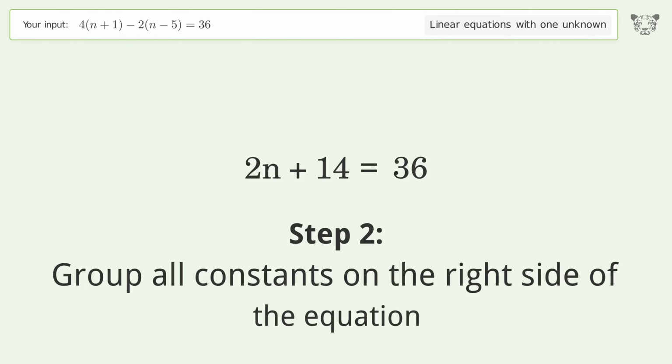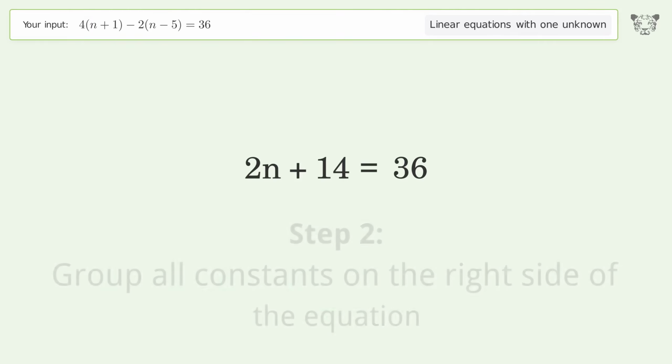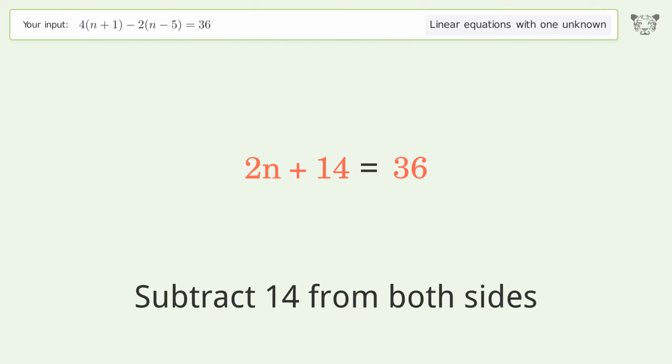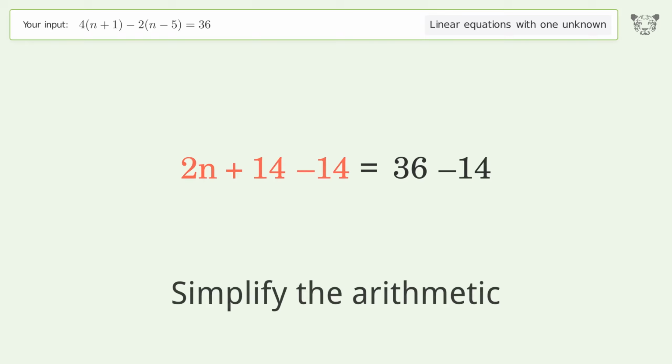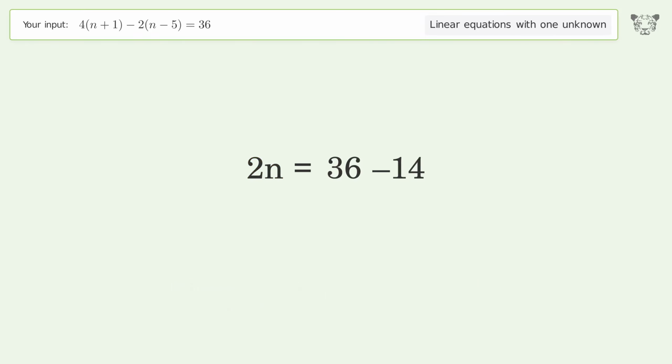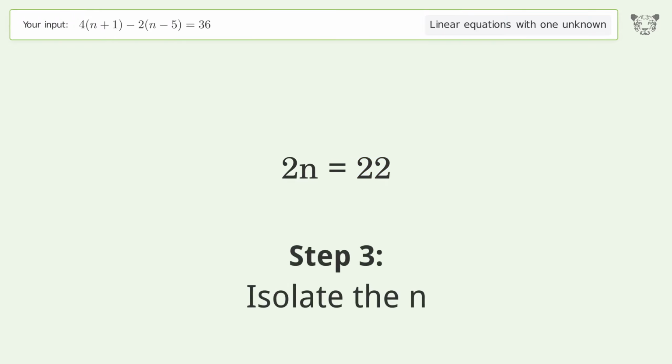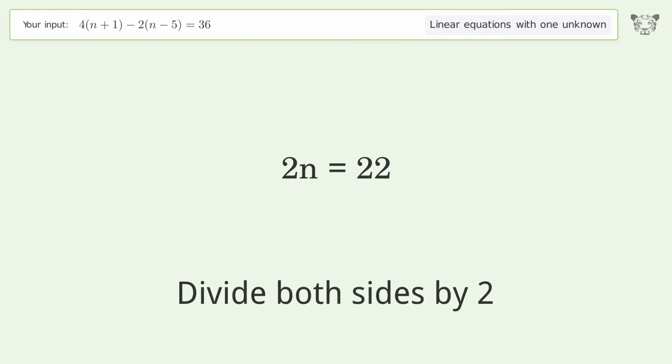Group all constants on the right side of the equation. Subtract 14 from both sides. Simplify the arithmetic. Isolate the n. Divide both sides by 2.